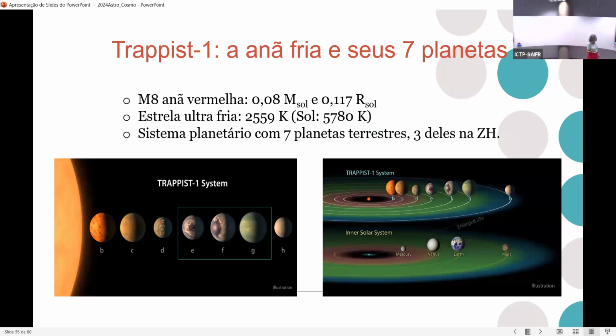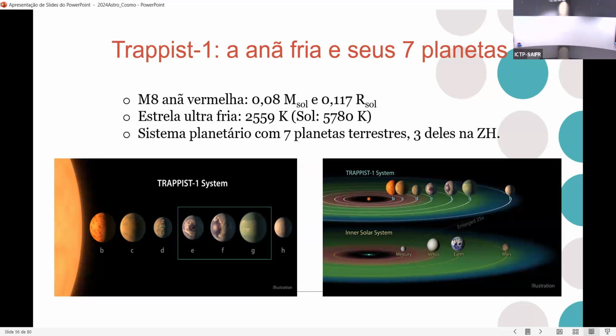Okay, now the TRAPPIST-1 system. The difference here is that it's a dwarf star with only 8% of the solar mass, so it's a very small star. This is the whole planetary system. This is the star. Its temperature is only 2,500 degrees. So the star is much less luminous.